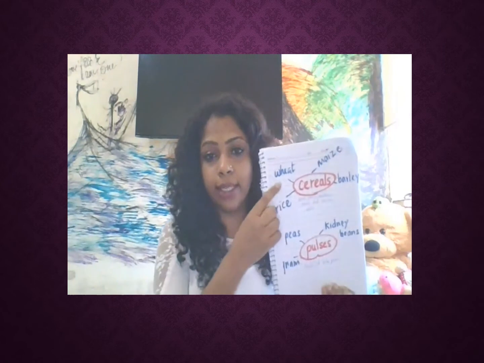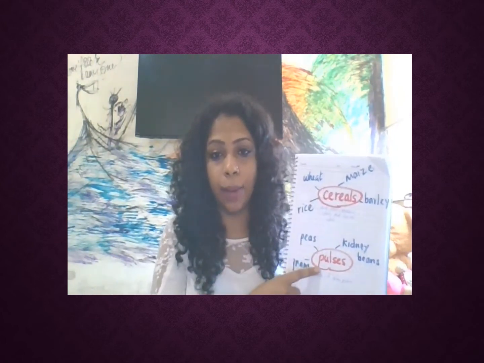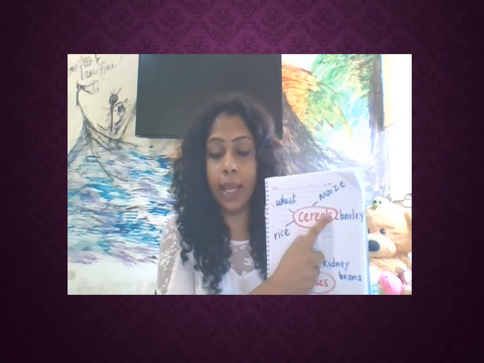Now in today's lesson, you will learn the seeds that we eat. The key words for today's lesson are cereals and pulses. Now what are cereals? Cereals means plants which produce grains that can be eaten. What are they? Rice, wheat, maize and barley.